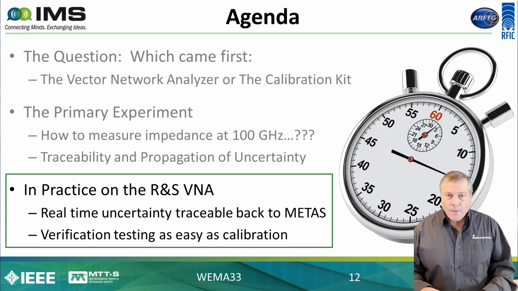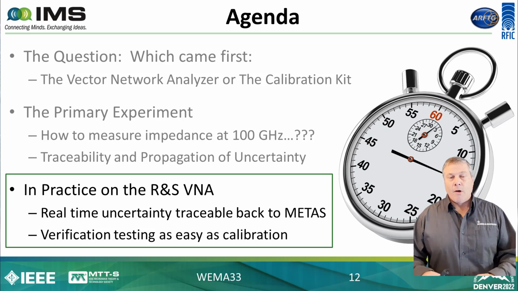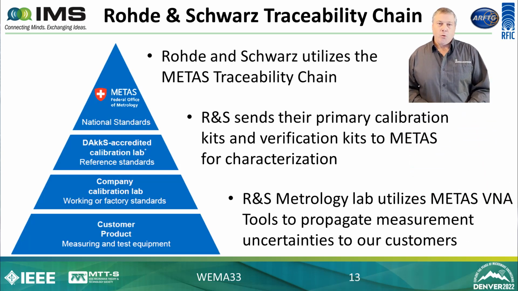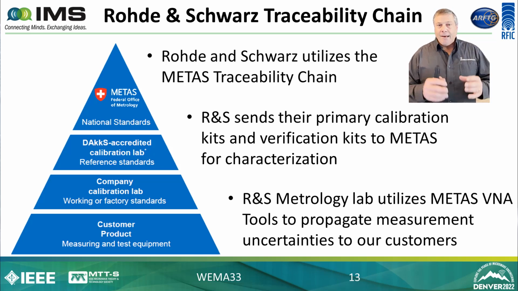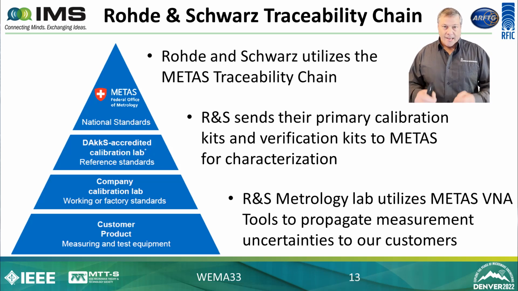Well, this is how. Rohde & Schwarz has now changed our traceability tool chain to go directly to METAS. So we now send our primary calibration kits from our metrology lab at Rohde & Schwarz to METAS to be characterized. METAS characterizes them using the results of their primary experiment. So we're only one step removed from their primary experiment, giving us the best possible measurement uncertainty on our primary cal kits at Rohde & Schwarz.